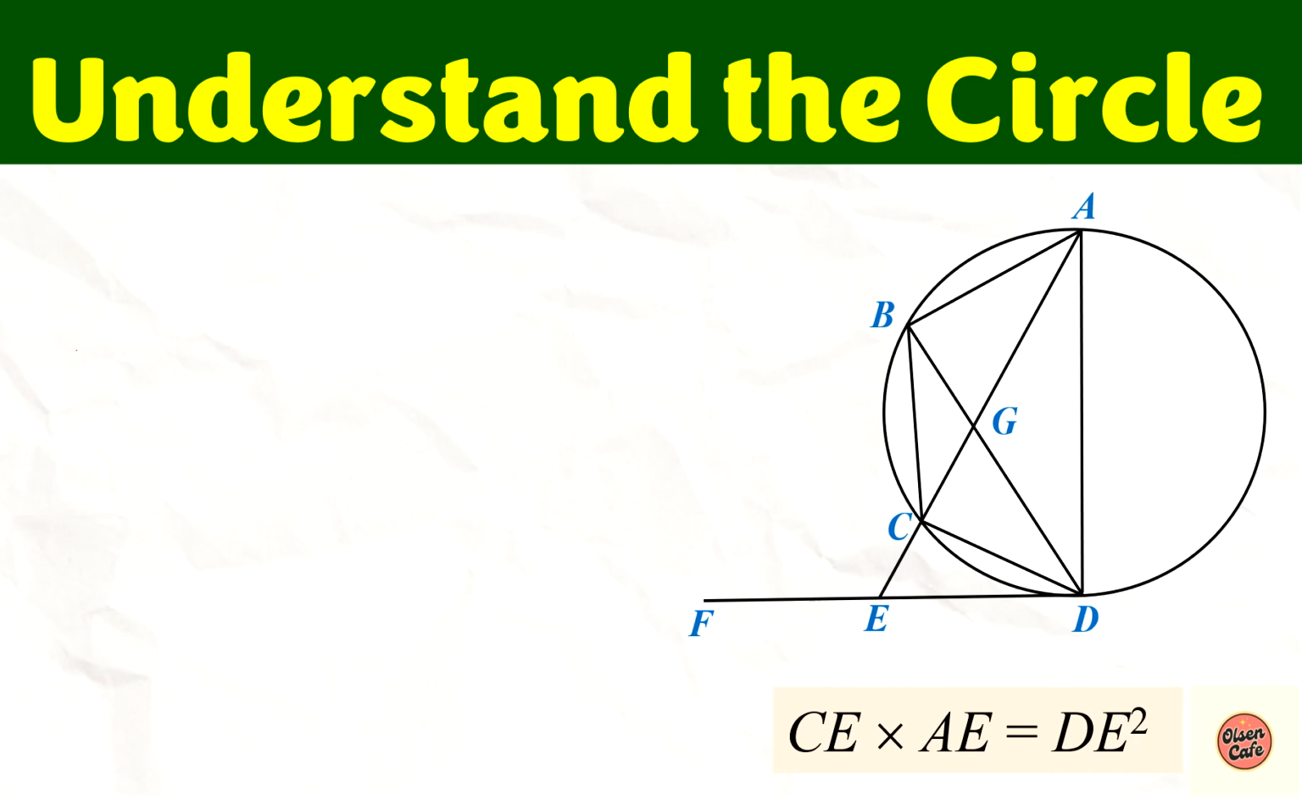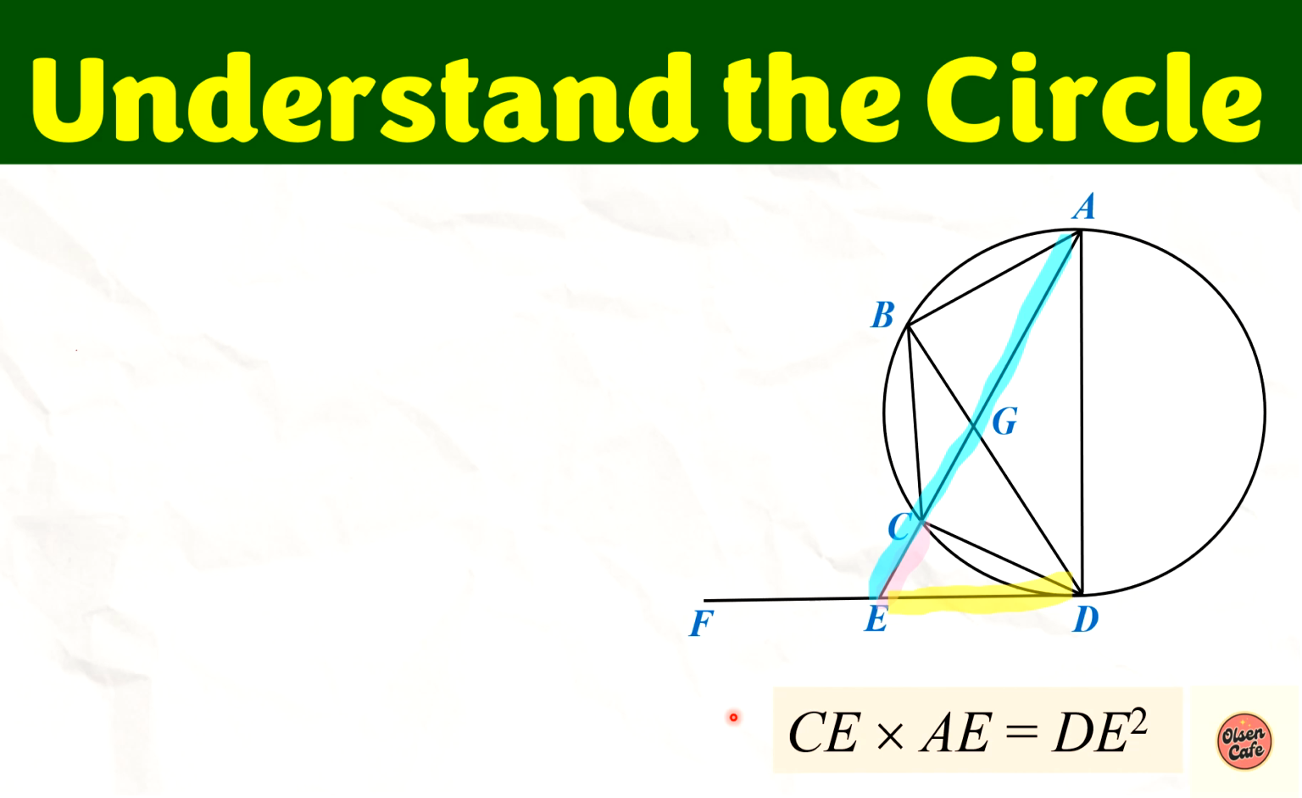So over here, we are working with a circle and a bunch of intersecting chords. From here, there are many circle properties that we can identify, but let us not get distracted by them. What we want is only to focus on this equation. So what we have is CE, we have AE, and involved DE.